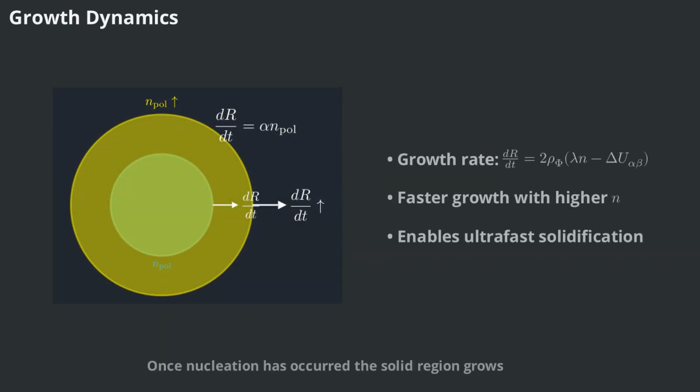Once nucleation has occurred, the solid region grows according to the equation dA/dt = 2ρφλn ΔU_αβ. Growth accelerates with increasing polariton density, allowing for ultrafast solidification. This dynamic process enables the creation of flash-made polaritonic solids, with applications in rapid manufacturing and adaptive materials.